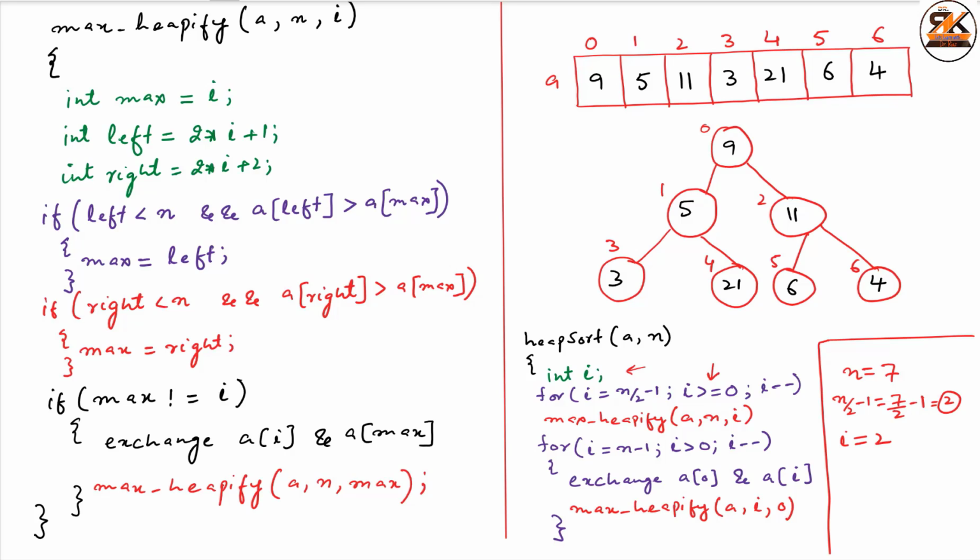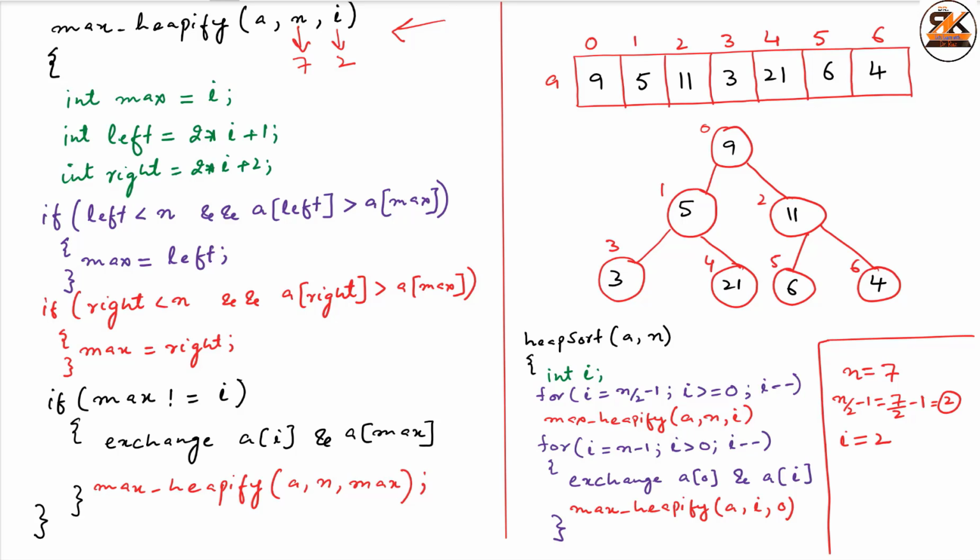And we will check this condition, I is greater than or equal to 0, yes, true. And then we call max heapify, we pass here the array, the size of the array, that is 7, and I, having value 2. So we will jump from this point to this point, and here this max heapify procedure is called. Fine, I will remove these arrows. Now I has value 2, n has value 7, and we have passed the array.